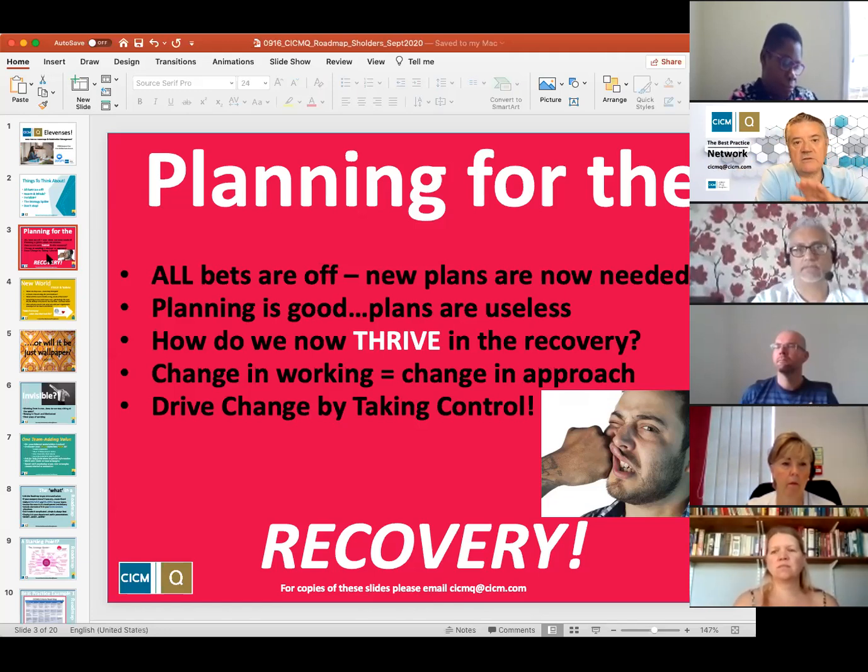How do we then change and make sure that we are in the driving seat going forward, in terms of what we're going to be doing in the future, and how are we going to drive our organisation, specifically our credit teams, going forward?